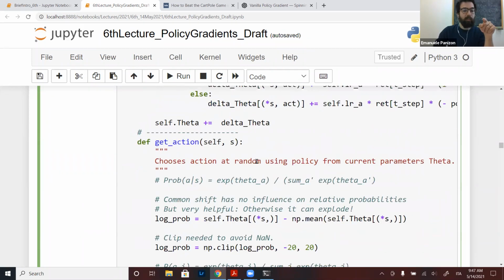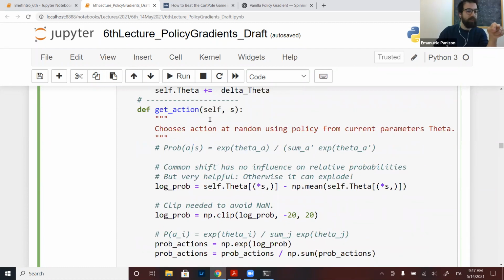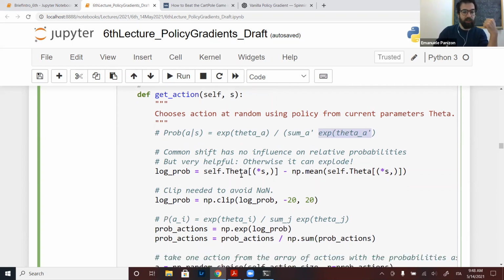And then let me go first to the actions. So when I have a state and I want to get an action, a single random action, what I have to do? I have to compute this. I have to take all the theta which correspond to that state. And the probability of doing an action is the exponential of that parameter theta divided by the sum for all the possible actions in that state of the exponential of that parameter. Okay, this is the definition of a probability given by our softmax policy.